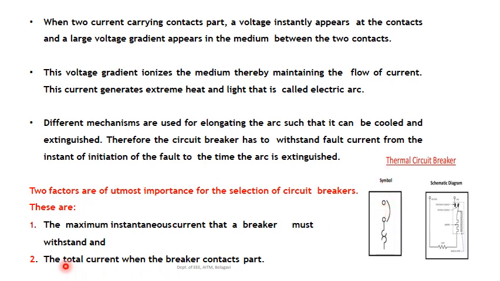Next one is the total current when breaker contact parts. We need to identify the total current which can be bypassed through these contacts also. So these are the two main factors which play an important role for selecting our circuit breaker.